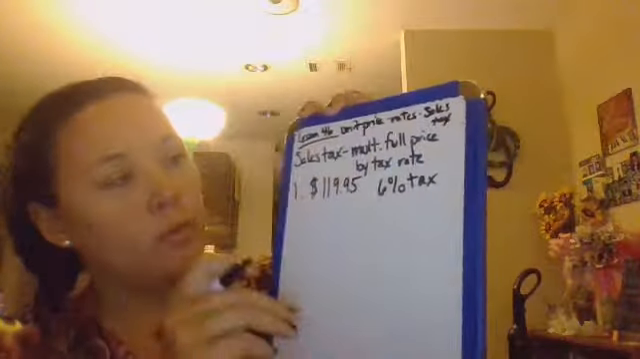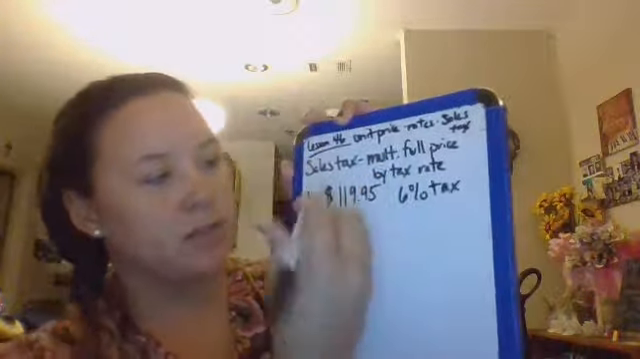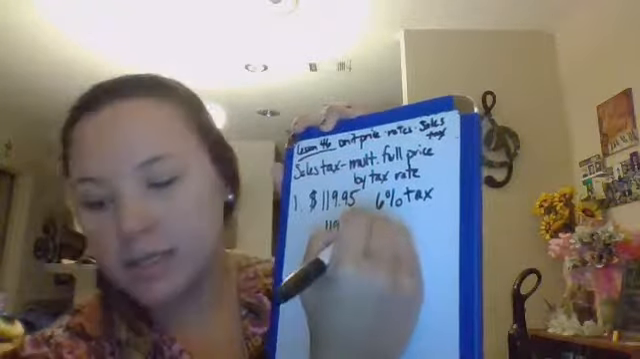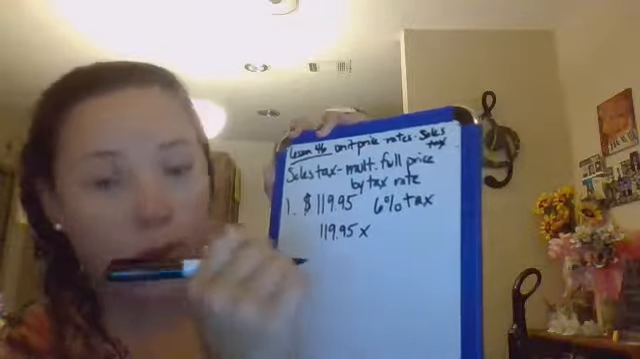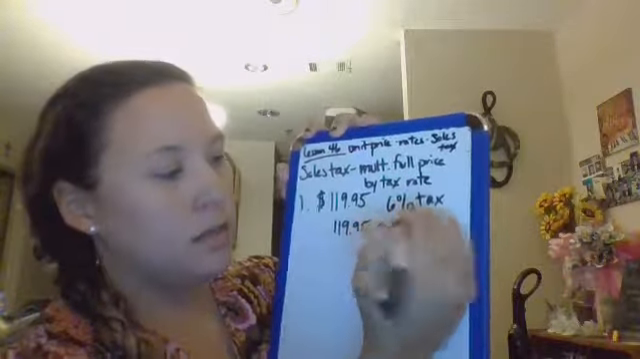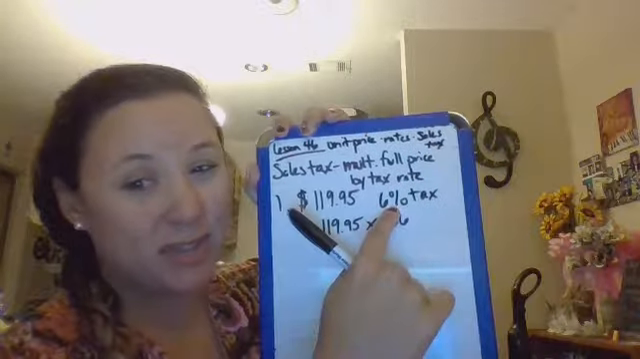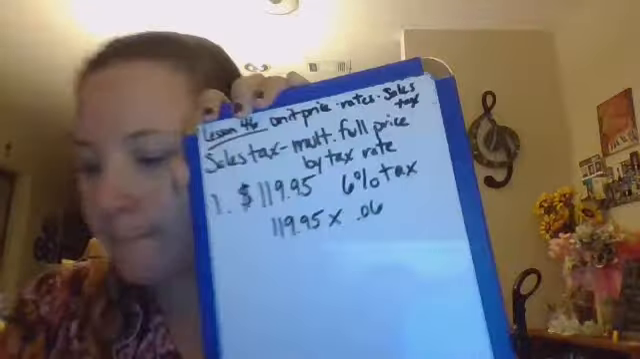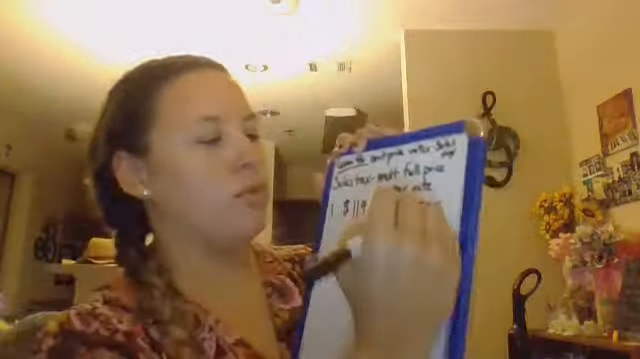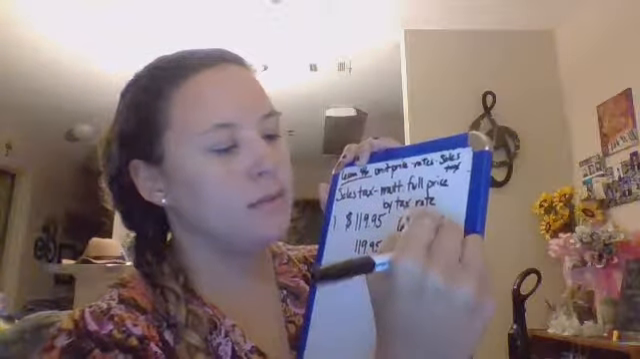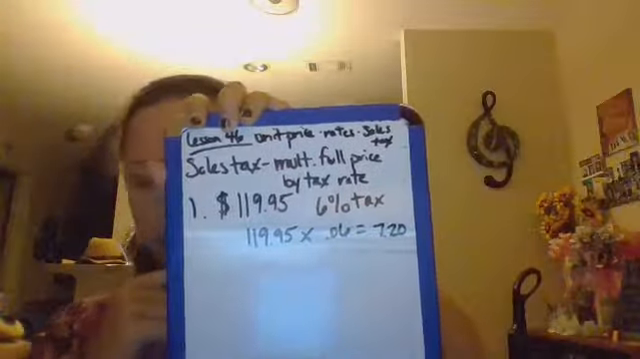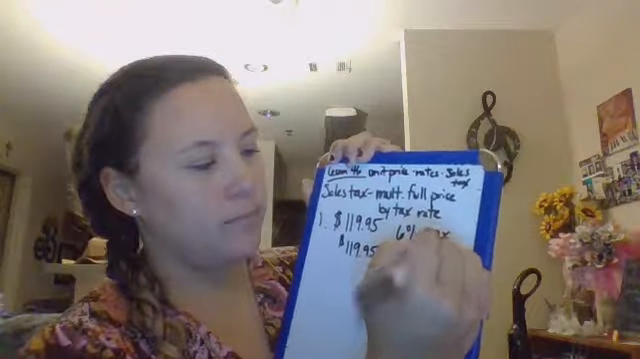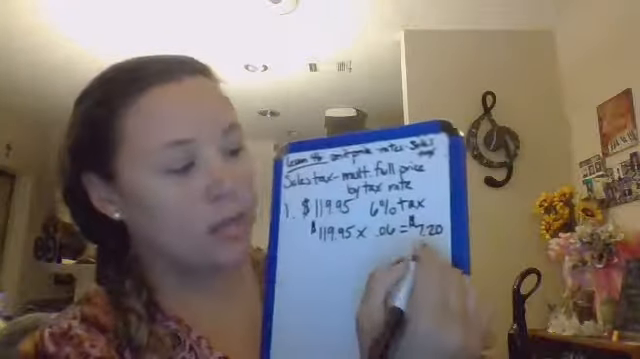So in order to do that, we would multiply the full price by the tax rate. So we would have $119.95 times 0.06, because remember that is over 100%, so it's actually 6 over 100, and that decimal is 0.06. And if we multiplied that out, we would get 7.20, and that's actually dollars because this is dollars. So tax is $7.20.